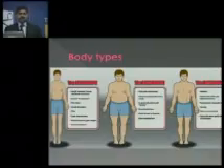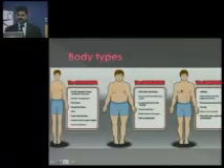Ectomorph is the one who's tall, thin, who has less muscle mass. Endomorph is the one who's on a bit heavier side, mostly of the body composition of fat, and mesomorph is the one who's well-built, well-muscular fellow.